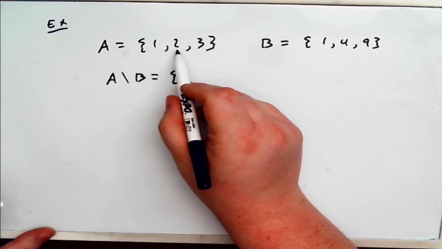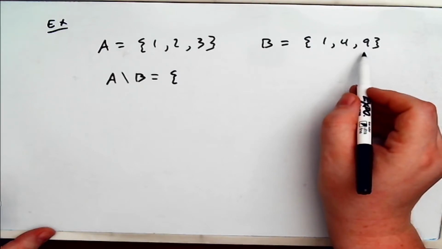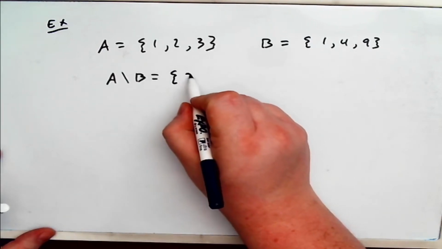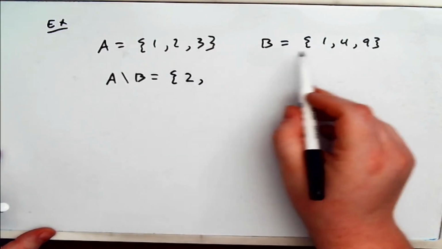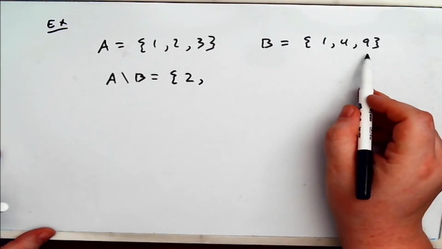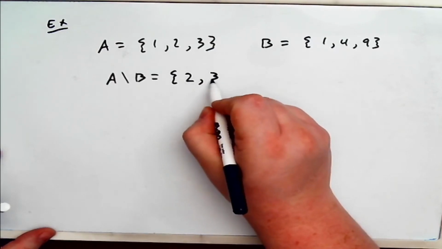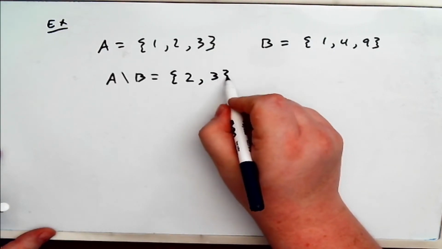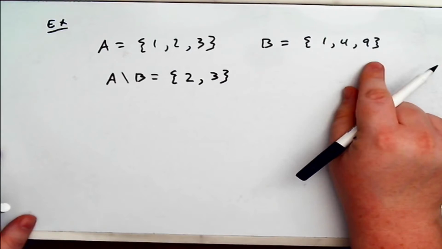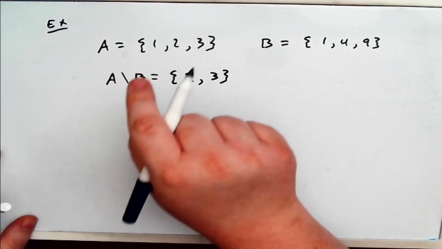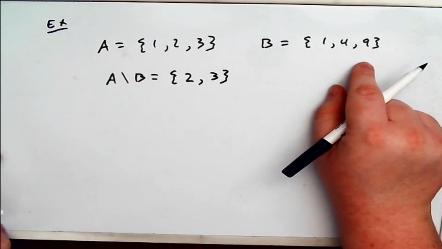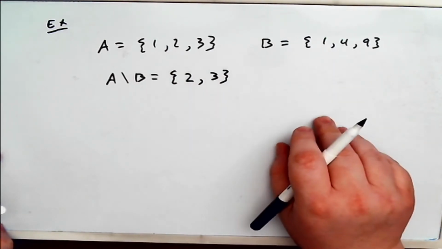I then move to 2. 2 is not in B, so it's not going to be subtracted. So I include 2 in that set. I then move to 3. 3, again, is not in B, so I can keep 3 in the set. And that's it. I don't consider the remaining elements of B because I'm only subtracting B from A. So I start with A and only remove the elements that are in common with A and B.